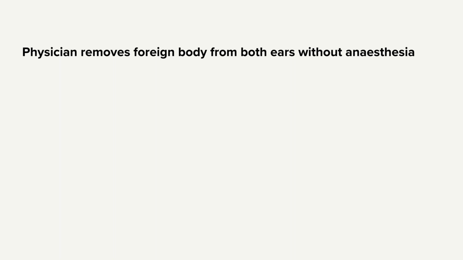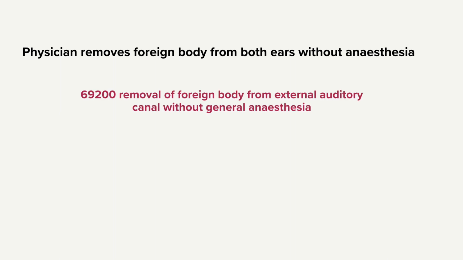Let's do an example. A physician removes a foreign body from both ears without general anesthesia. The CPT code is 69200, removal of foreign body from external auditory canal without general anesthesia. Along with this CPT code, for this particular scenario, we should add modifier 50 because the procedure is performed on both ears.